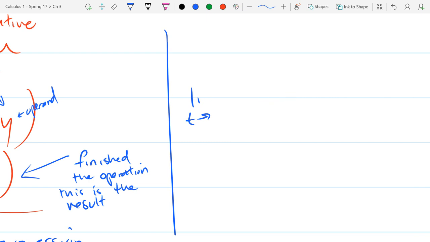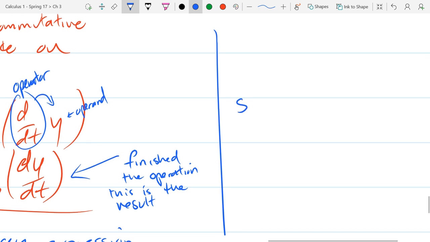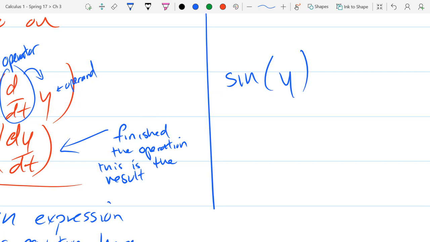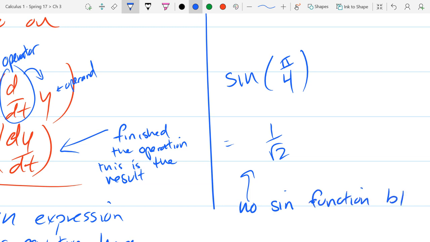Maybe an easier example is the first line, where we're talking about something like a sine function of y. On the second line, it's the value. So you take y and plug it into the sine function and get some value out. If I put some number here instead, like pi over 4, then on the next line, what is sine pi over 4? That is 1 over square root 2. That's the value, the output you get. There's no more sine function. It disappeared because it already operated on the angle. We got no sine function because it's done operating.